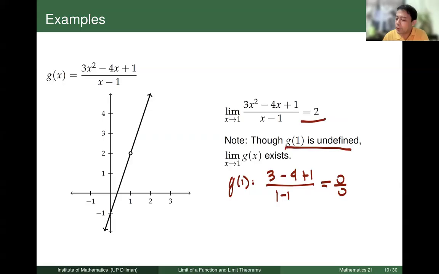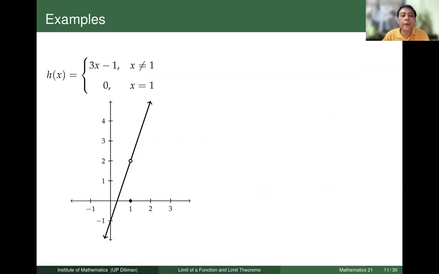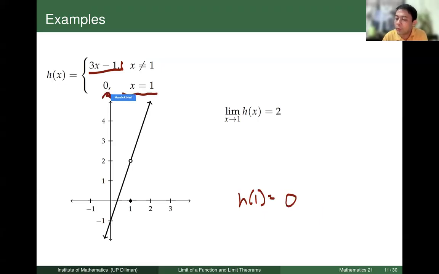Okay. Now for the third example, the function h, this is what we have. So again, the limit of h is 2. So because then you will just be using this function. However, the function value at 1, what is h of 1? H of 1 is 0, as you defined here. When x is equal to 1, your function value is 0. So h of 1 is 0, not equal to the limit of h of x as x approaches 1.